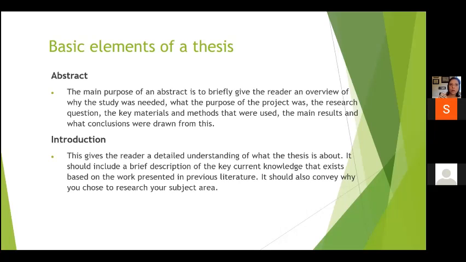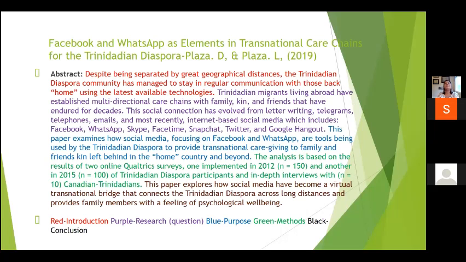So before we go on, I want to show you an example of an abstract that I wrote with my husband. This is our abstract of a journal article that we wrote. What I did was highlight it in different colors so you'd have an idea. So red, of course, is the introduction. Then the purple is the research and your research question. The blue area is your purpose. The green is the methods, and the black is the conclusion.